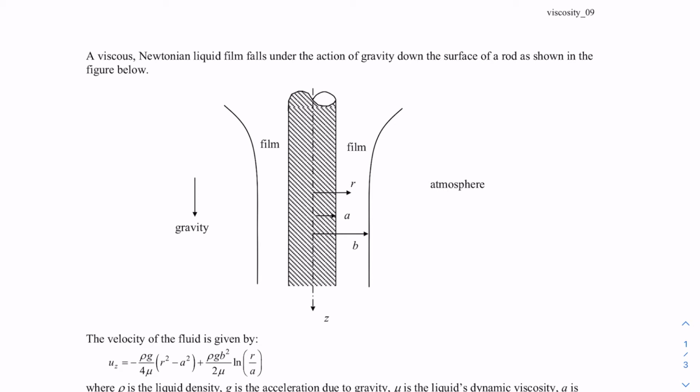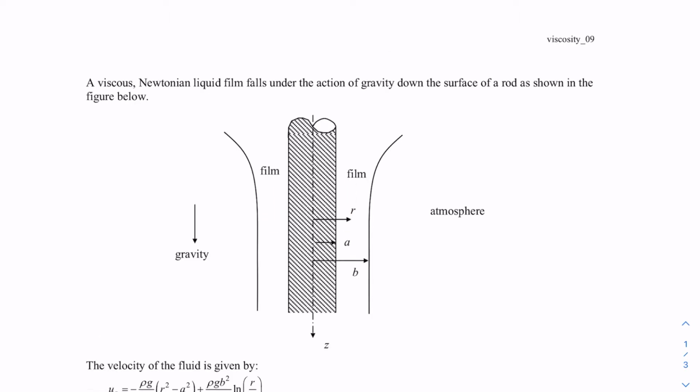In this problem, you are given a viscous Newtonian liquid film surrounding a circular cylinder, which is falling downward under the action of gravity as shown in the figure. We are also given the velocity profile inside this film by this equation. So the velocity inside this film is in the z direction.